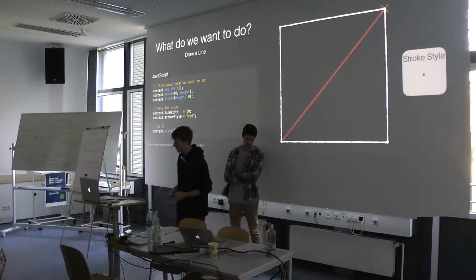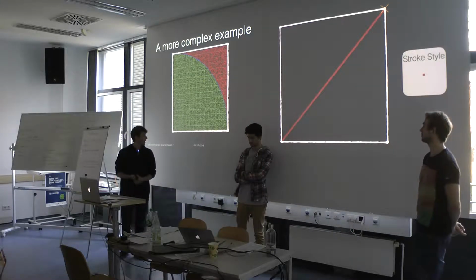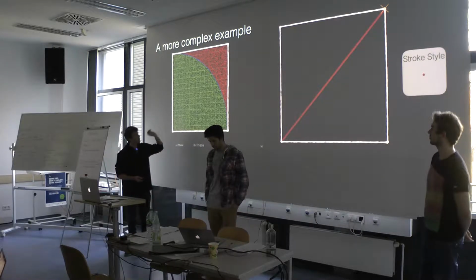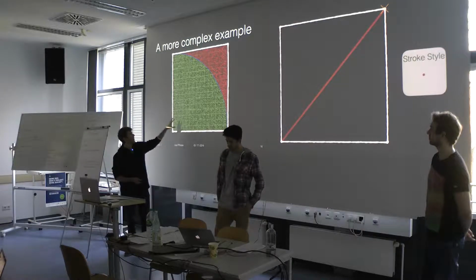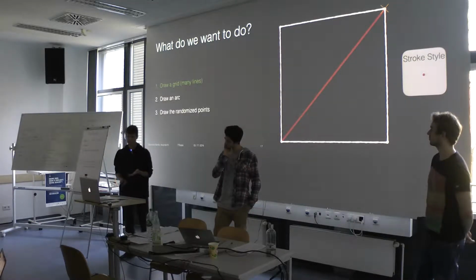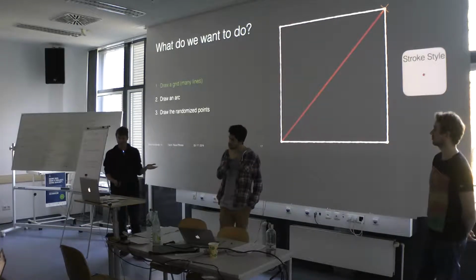But you can't only draw lines. So I have a little more complex example. This is like a Monte Carlo method to estimate pi. You're putting points and points, and you're counting how many are in the circle and how many are outside the circle, and you divide it. So what we want to do, if we go back, we draw a grid. You see it in the background. A grid is many lines, so we covered it already.